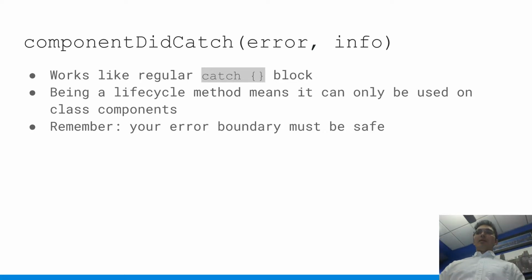Note that error boundaries only catch errors in the components below them in the tree. Error boundaries can't catch an error within themselves. So you have to be careful when writing the error boundary code to be as defensive as possible.